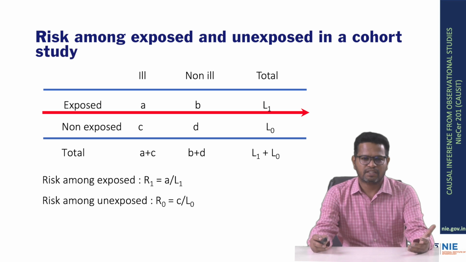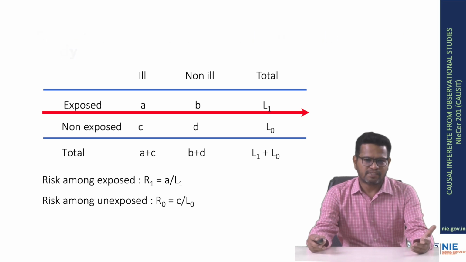In a cohort study, we can measure the frequency with which the outcome occurs. This could be either a risk or a rate. The risk of developing illness among the exposed individuals, R1, is the number of exposed individuals who became ill, that is A, divided by L1. The risk of developing illness among the unexposed individuals, R0, is the number of unexposed individuals who became ill, that is C divided by L0.